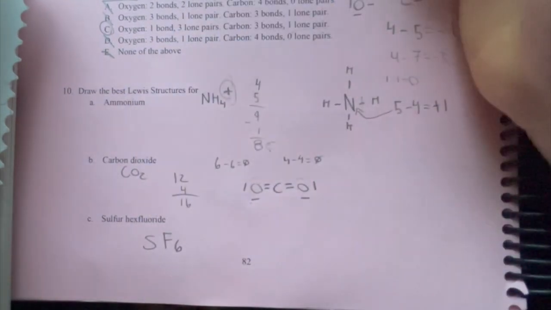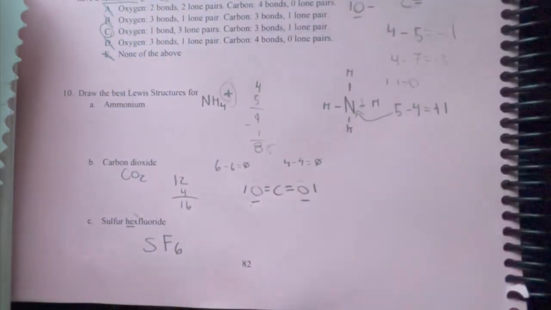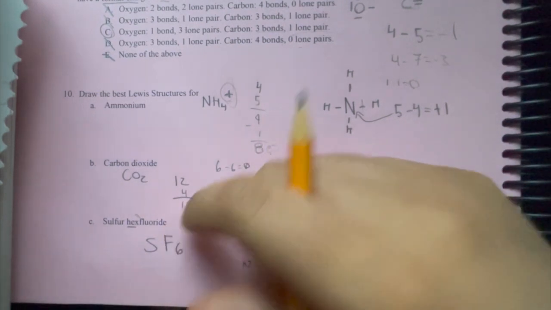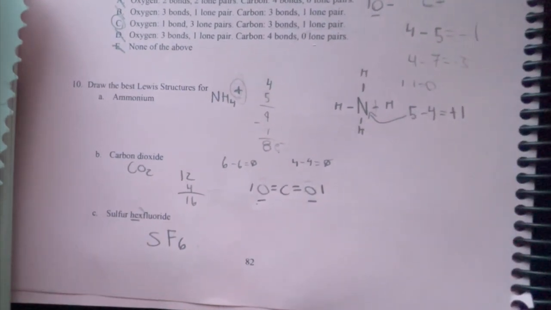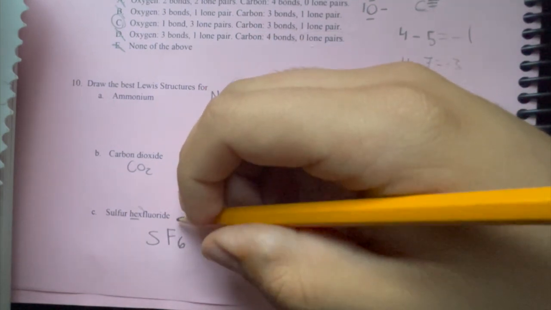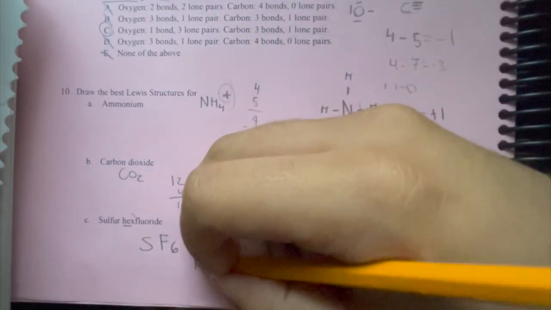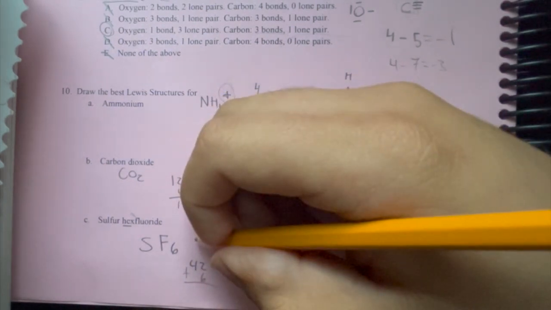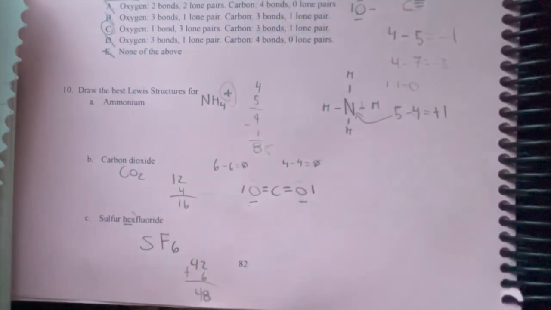Okay. Sulfur hexafluoride. So sulfur hexafluoride, that means hex, 6 fluorides. Okay, let's count valence then. So it'll be 6 times 7, right? Which is 42. It's 7 because of the valence electrons for fluorine. We have 6 of them, so 6 times 7 is 42. And then sulfur will have 6. So this will be 48. It doesn't have a charge.